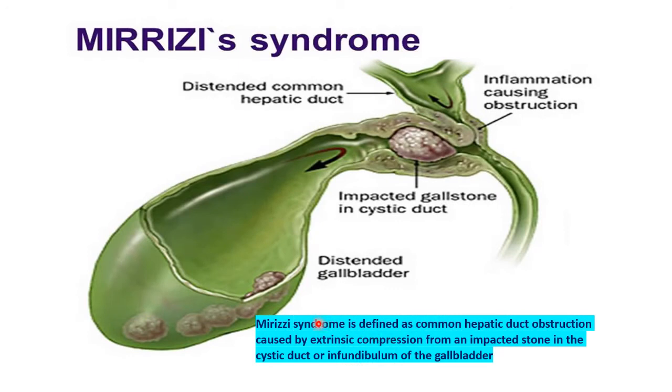Mirizzi syndrome. This is defined as common hepatic duct obstruction caused by extrinsic compression from an impacted stone in the cystic duct or infundibulum of the gallbladder. Here is a stone impacted in the cystic duct, or it can also be the infundibulum, and this causes common hepatic duct obstruction.